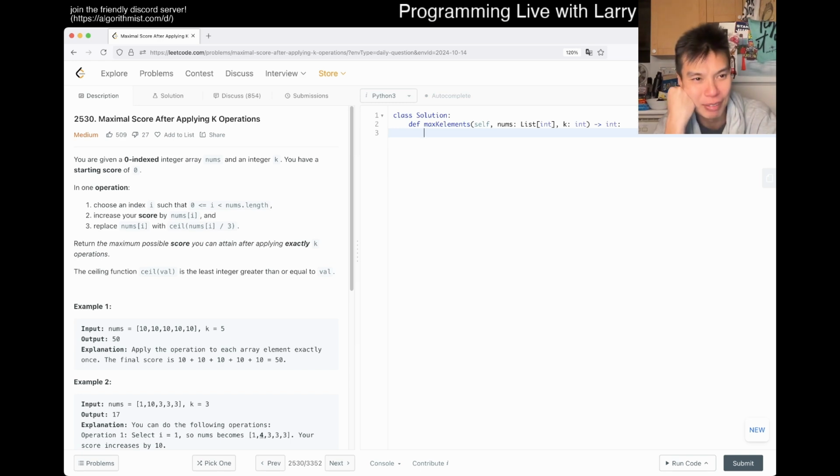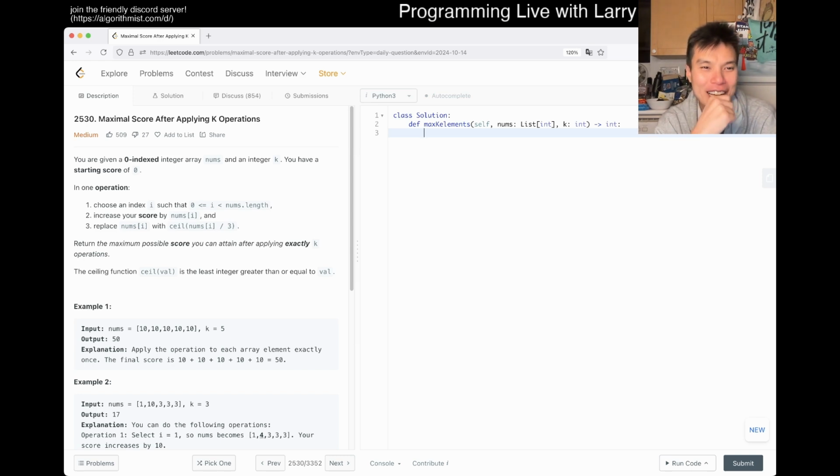Today we have 2530, Maximal Score After Applying K Operations. I just had a lot of watercress. I hope that my teeth aren't green or something. It might be a little bit. Now I'm a little self-conscious. Anyway.